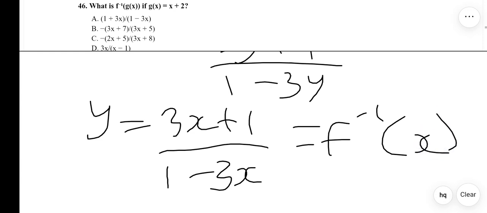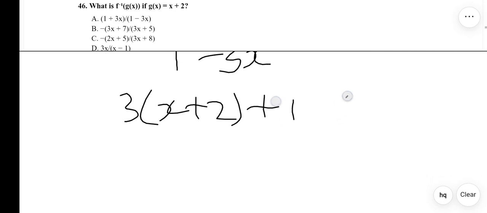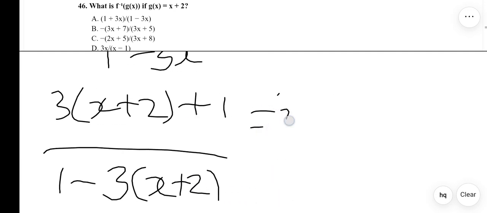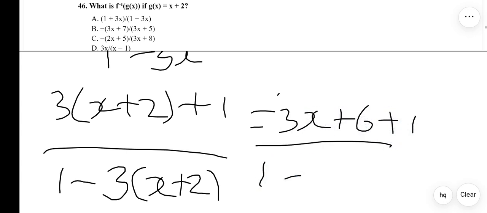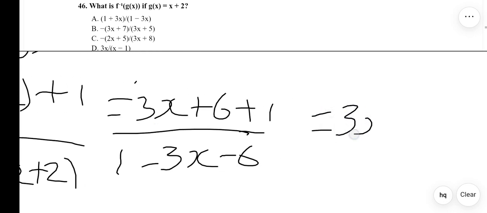We are now told to find f inverse of g of x. So anywhere you see x, replace it with x plus 2. So that will be, instead of writing x here, this place will be 3 times x plus 2 plus 1 all over 1 minus 3 times x plus 2. So if you expand this, you will have 3 times x will give me 3x, 3 times 2 will give me 6 plus this 1 all over 1 minus 3 times x will give me 3x. This minus times plus will give me minus. 3 times 2 will give me 6. So I now have 3x. 6 plus 1 will give me 7.